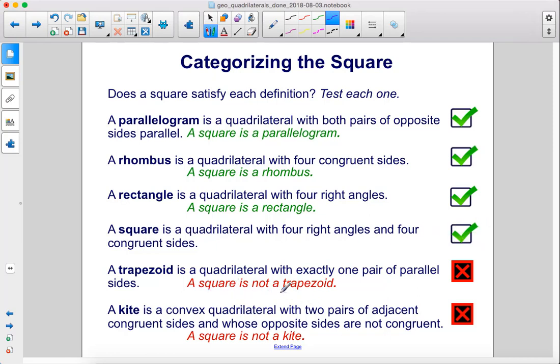A square is not a trapezoid because there are 2 pairs of parallel sides, whereas a trapezoid is exactly 1 pair. And it is not a kite since it does not fulfill this definition either. The opposite sides are congruent, and this says are not congruent, so a square is not a kite.